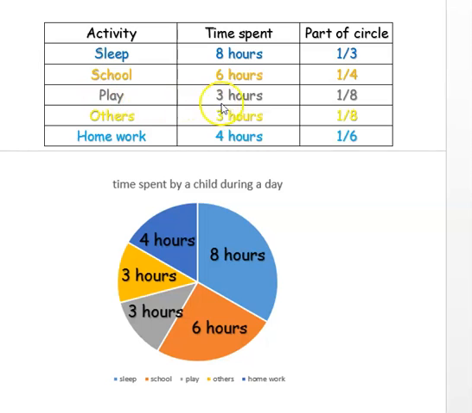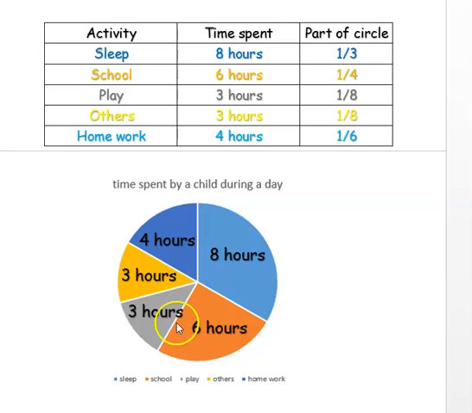Then the time allotted for playing is 3 hours. So it's given in the 1/8 part of the circle. So we are dividing 1/8 part of the circle. Then again another 1/8 is allotted for other works. So that is 3 hours allotted for other works. Then the last, the remaining 1/6 of the circle, is allotted for homework. That is 4 hours, and 1/6 part of the circle is allotted for doing homework.